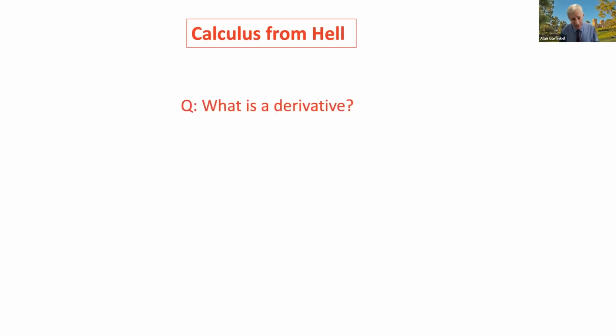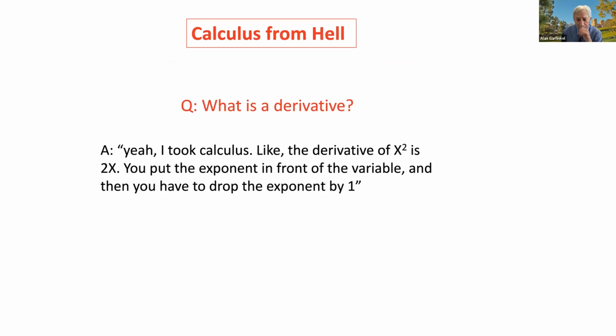And some of my students have obviously had AP calculus, and I can always tell when they've had one of these calculus from hell classes, because I just ask them, what is a derivative? And if I get this answer, I took calculus. The derivative of x squared is 2x. You put the exponent in front of the variable, and then you have to drop the exponent by 1. This is poor understanding of math, and this is very poor teaching tied to a very poor concept of math.